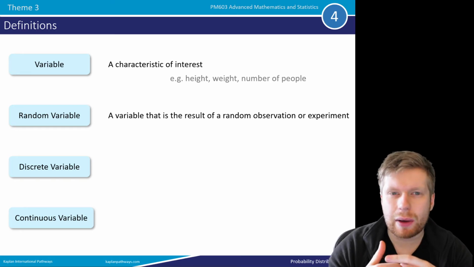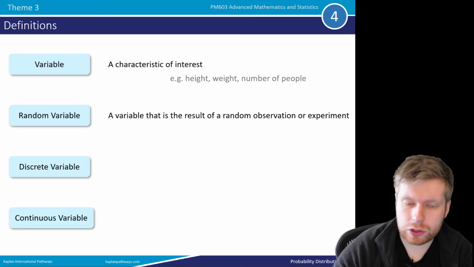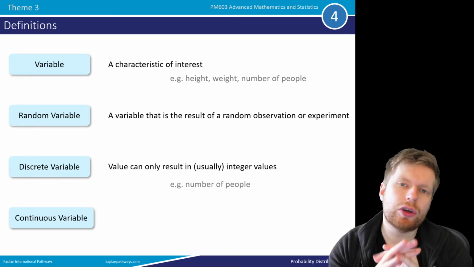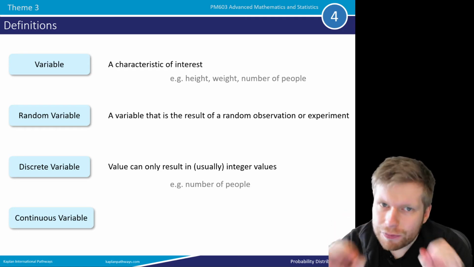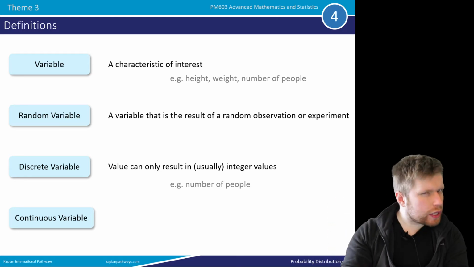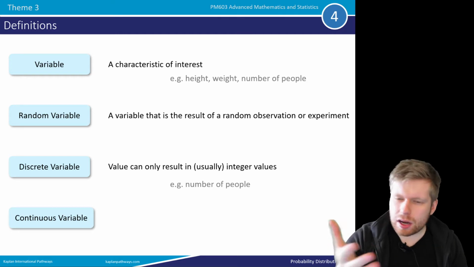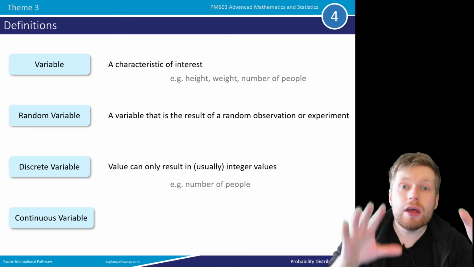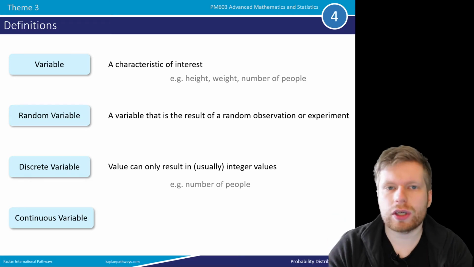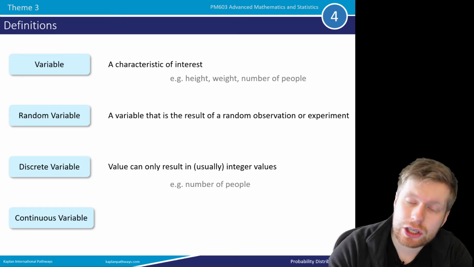Now, we talked about discrete and continuous before, right? So really what we're doing now is applying this to variables. This is what the next two terms are talking about. So a discrete variable is just simply a value that can only result in specific values within a given interval. Now, they're usually integer values. So for example, if you're talking about number of people, or if you're talking about age, these are classic discrete variables, and you notice that those are examples which can only result in integer values.